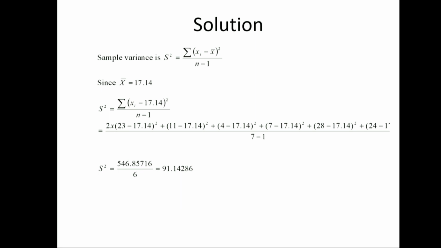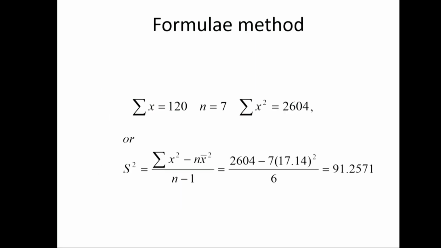So we can as well use the formula method for this one also. Let's look at the formula method. That is the sum of x square minus n x bar square, everything divided by n minus 1. By the time you do that, you have 2604 minus 7 into 17.14 square, everything divided by 6. That will give us 91.2571, which is the same thing we obtained when we used the deviation method. That is for both the population and the sample variance.